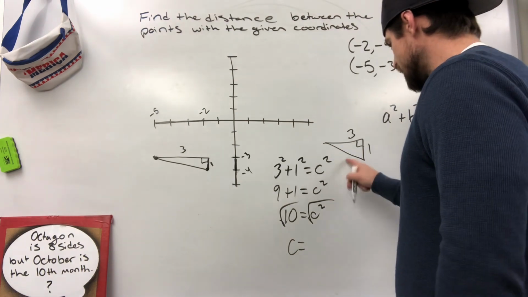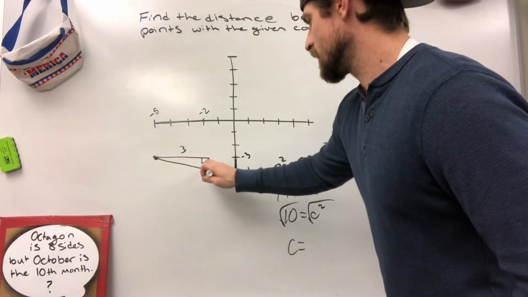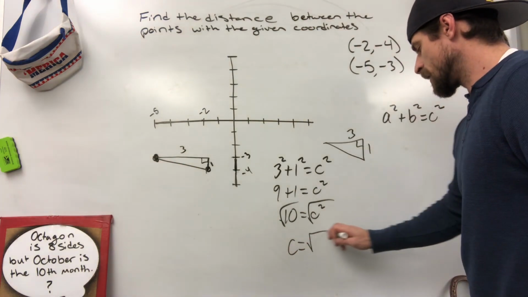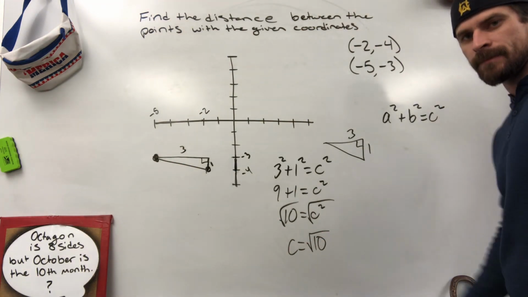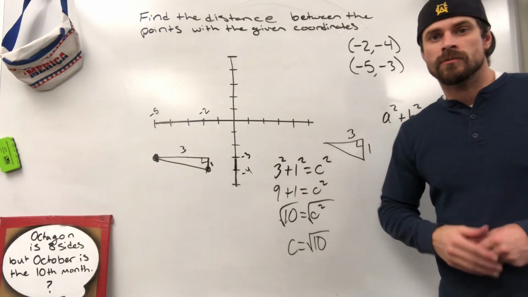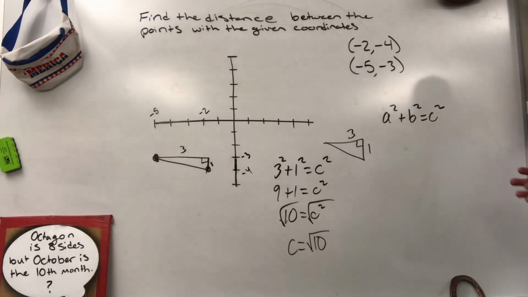C, or the missing side length, this distance between this dot and this dot, which were the original two dots, is the square root or radical 10. So that would be somewhere around 3.1, 3.2, 3.3, somewhere around in there.